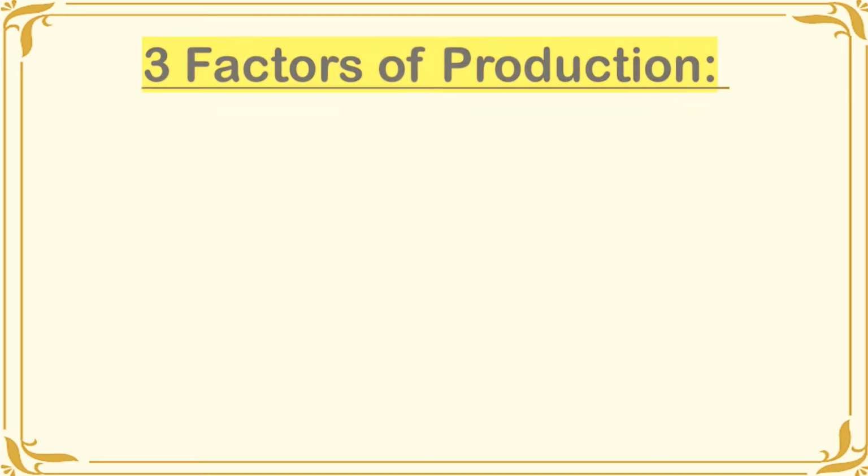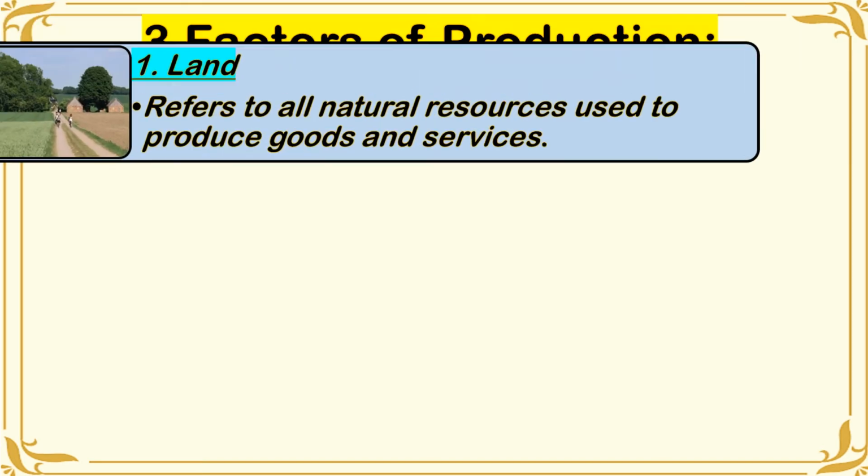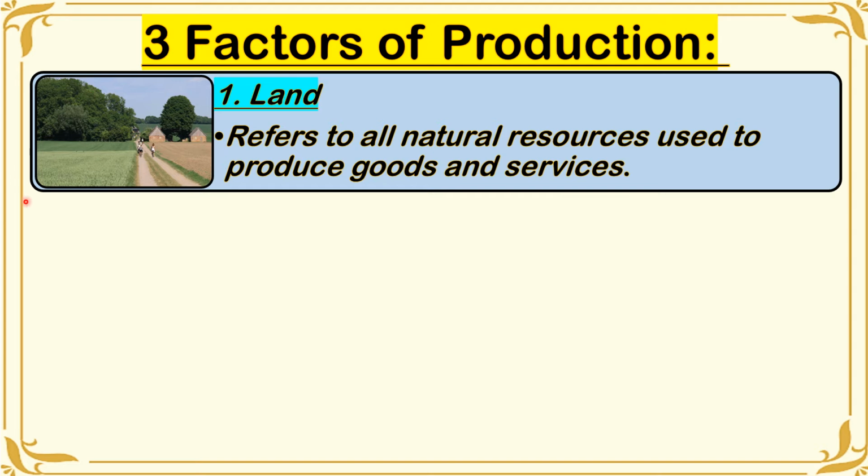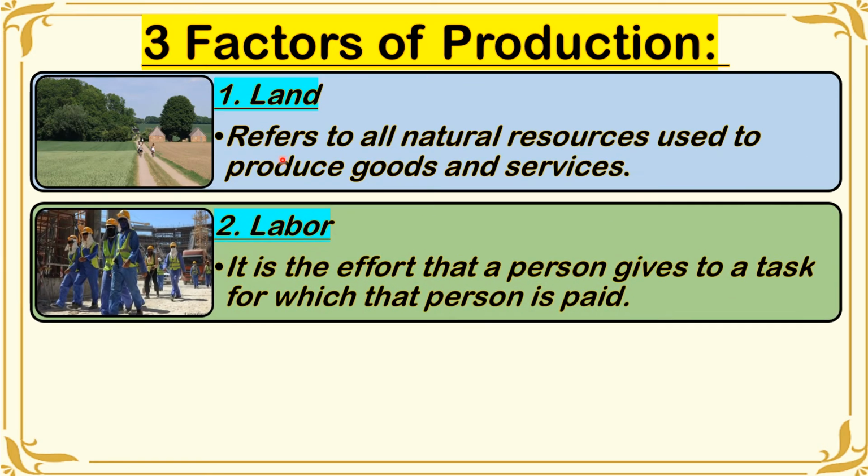So there are three factors of production, and the first one is land. Take a look at the picture on the left side of your monitor. Land refers to all natural resources used to produce goods and services. The second one is labor. It is the effort that a person gives to a task. Like for example, Miss MJ, I'm a teacher, for which that person is paid. And yes, I am being paid at the end of the month because of the services I provided for students.